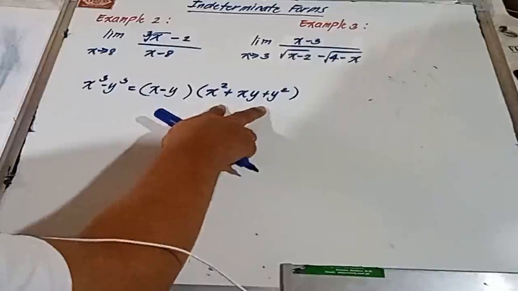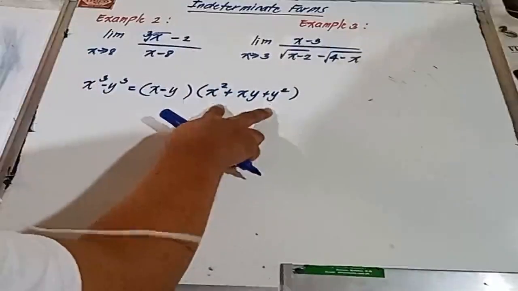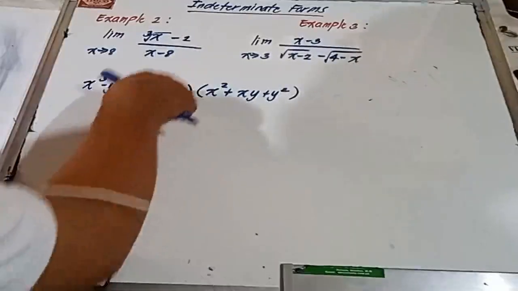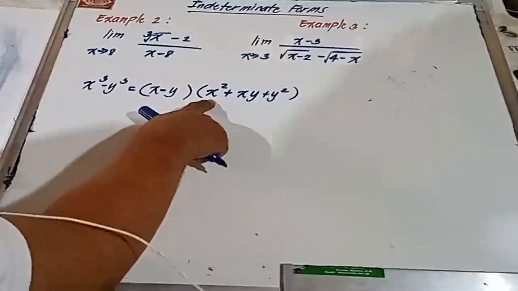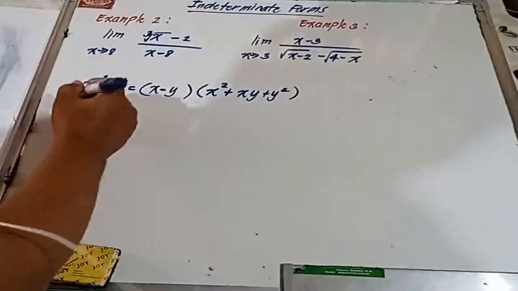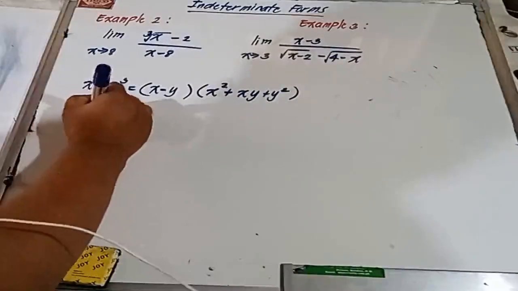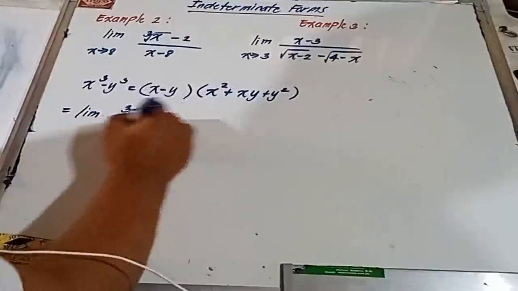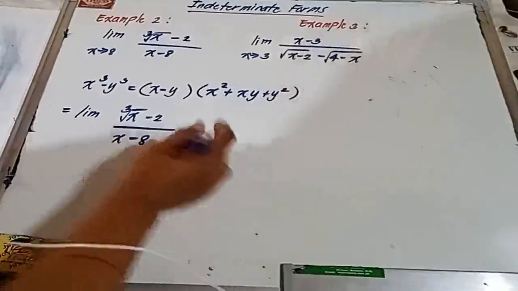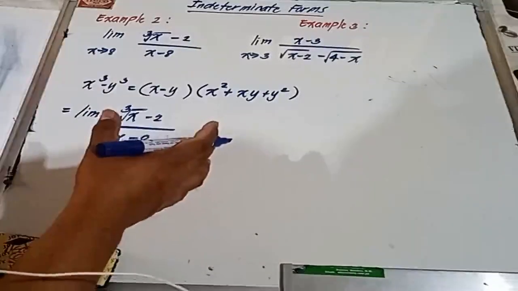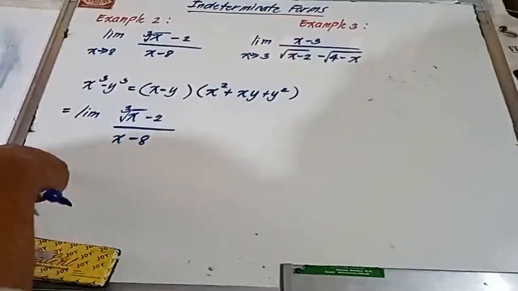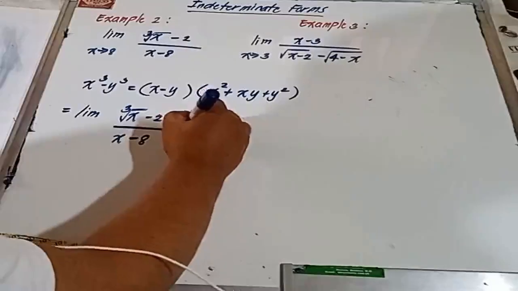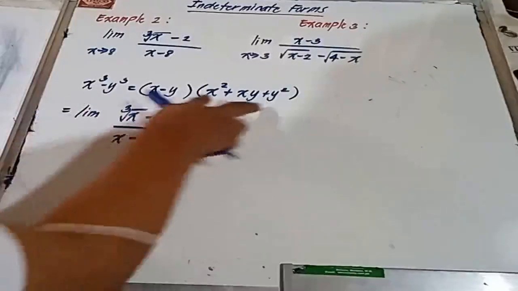Therefore, we have to multiply this by a trinomial of this form. Since x equals cube root of x and y equal to 2, therefore, square of x is the square of cube root of x. So, this is equal to cube root of x minus 2 over x minus 8. Tawag natin dito, we are rationalizing the numerator kasi yung ating numerator is radical o irrational. So, i-multiply natin yung taas, okay, ng ganito.